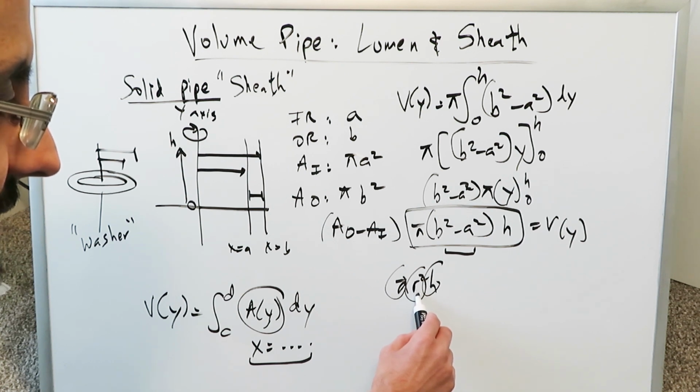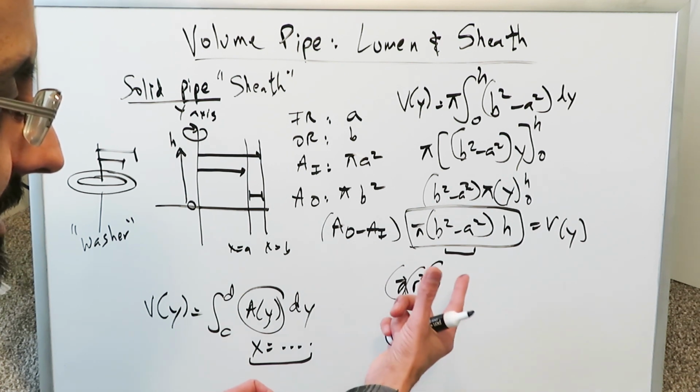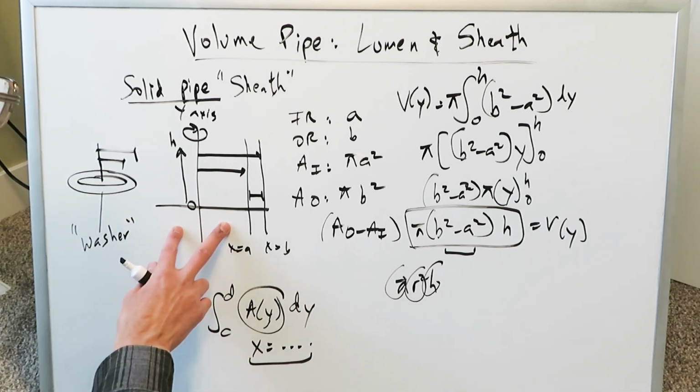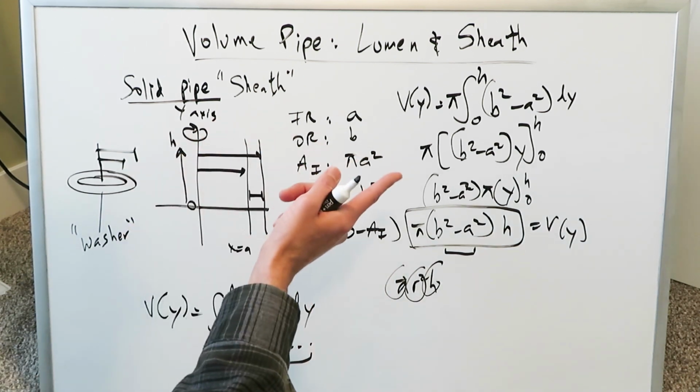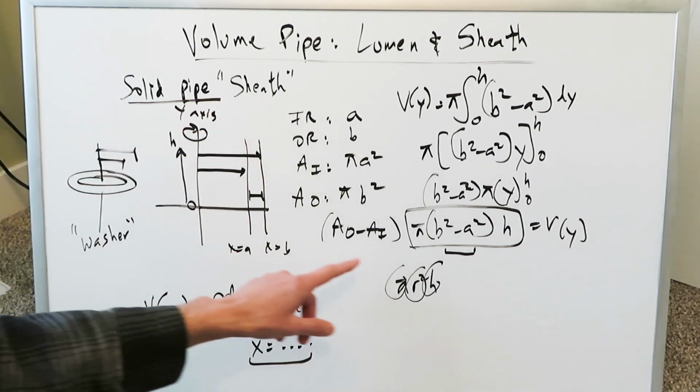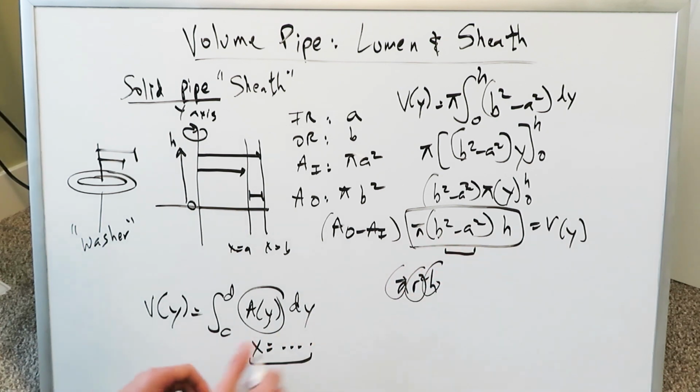You don't have a b square minus a square in a cylinder, because a cylinder represents a complete through and through solid. This is not a through and through solid, because you have a lot of empty space, which is the lumen of the pipe. Anyhow, the volume of the solid portion of the pipe, the sheath, has been determined, and this right here is the formula that I'm happy with.